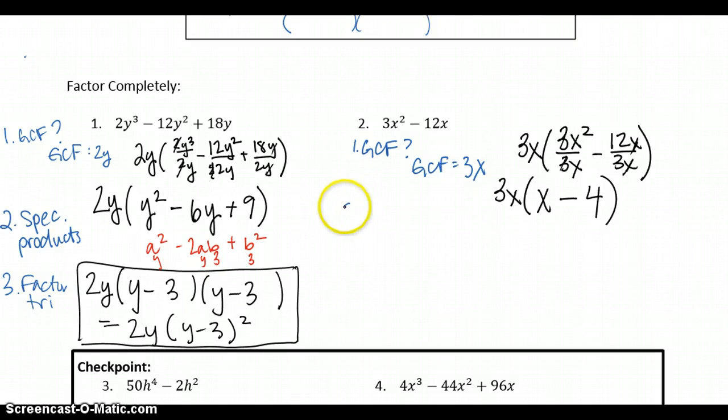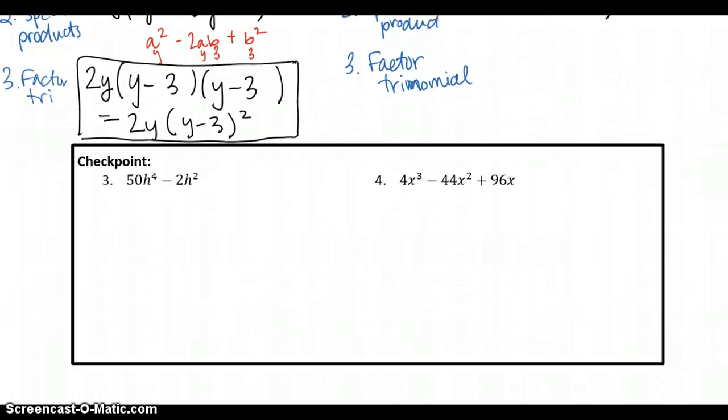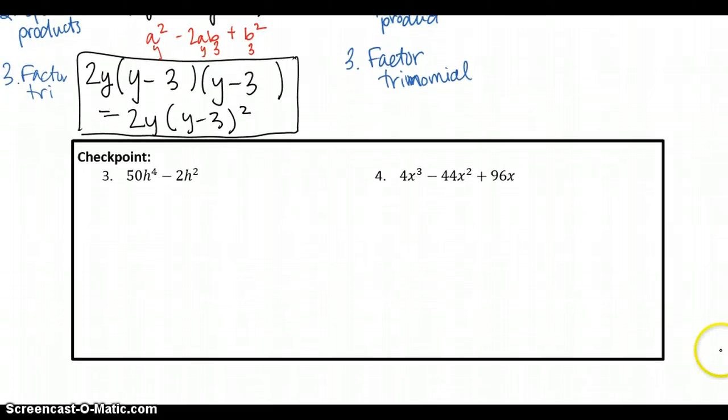Step 2 is to see if we have any special products. Here there are no special product rules that apply, so we can't do step 2. Step 3 is to factor the trinomial. Well, here we don't have a trinomial left, so we are simply finished. We have factored completely. So go ahead and try numbers 3 and 4 in the checkpoint to factor these completely using steps 1, 2, and 3.